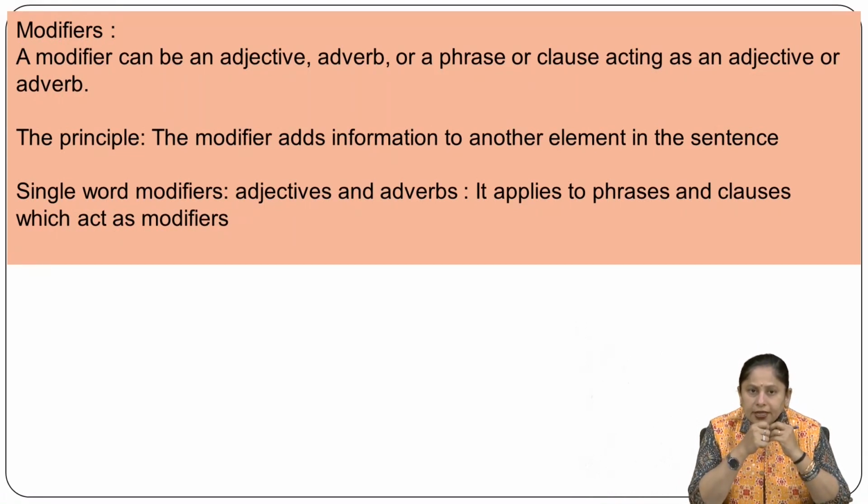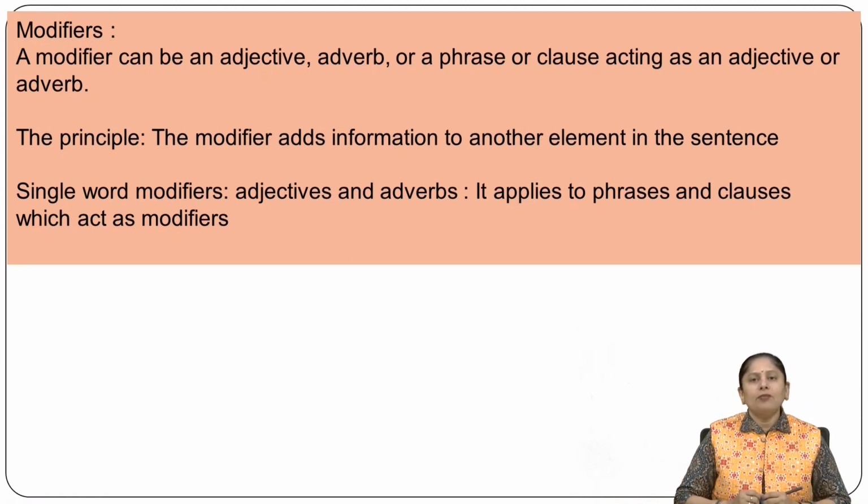A modifier can be an adjective, adverb, or a phrase or clause acting as an adjective or adverb. Look, here it says that the modifier adds something. For example, here is the pen, but when I utilize the words the black pen, the word black suggests something more about the pen. That is why it plays the role of the modifier.